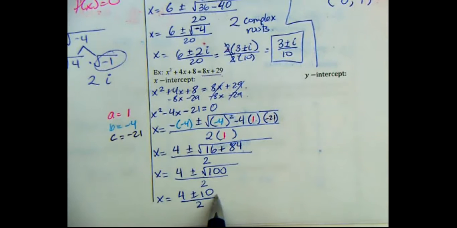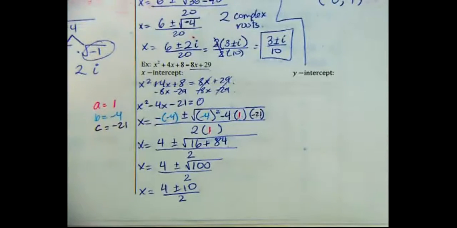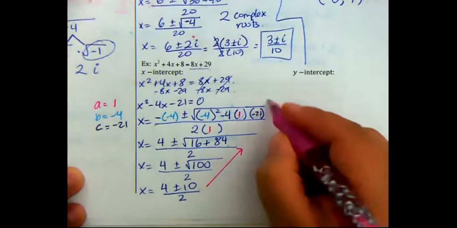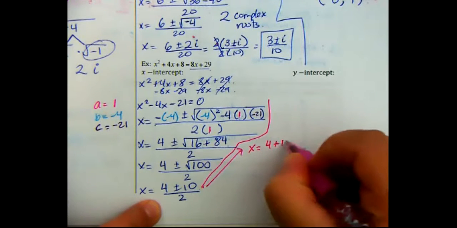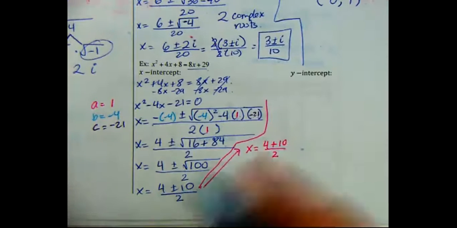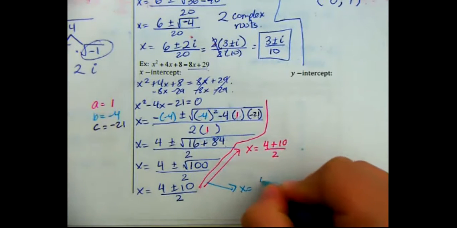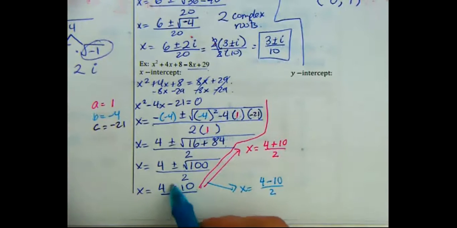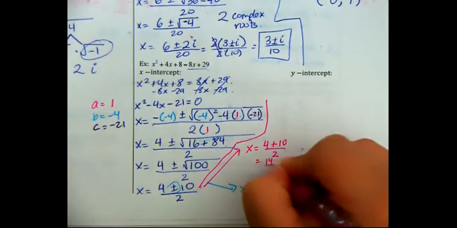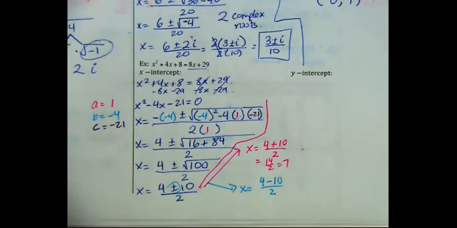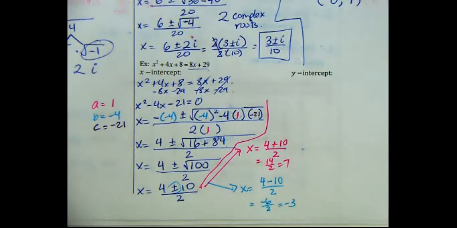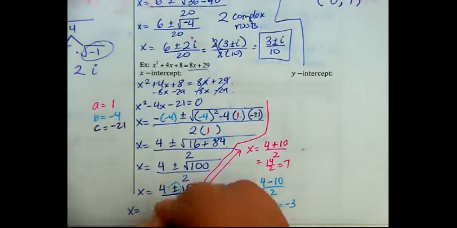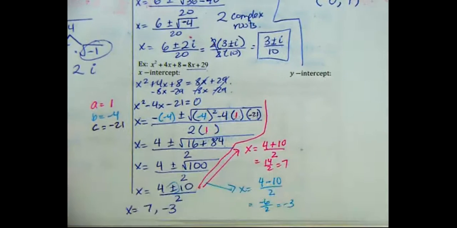I can actually split this and do my 2 equations here. So I'm going to split this and I have x is equal to 4 plus 10 over 2, or x is equal to 4 minus 10 over 2. So you're splitting the plus or minus there, right? So this is going to equal 14 divided by 2, which is 7. And then this is going to equal -6 divided by 2, which is -3. So I have my x equals 7 and -3 there.